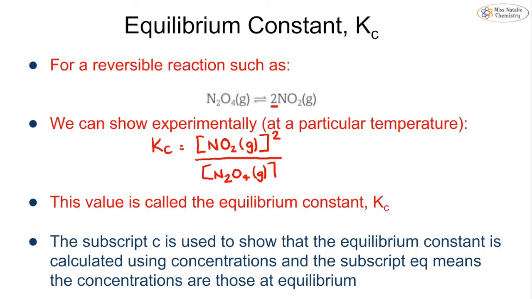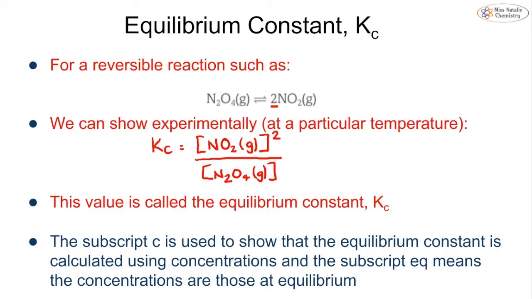So your products are at the top, your reactants are at the bottom, and we use square brackets to show that these are specifically concentrations. You cannot use round brackets. They are very, very clear on this, and you will see why when we look at Kp.